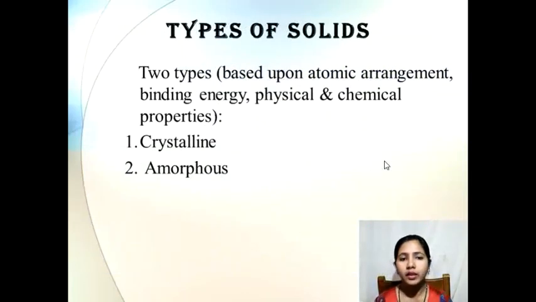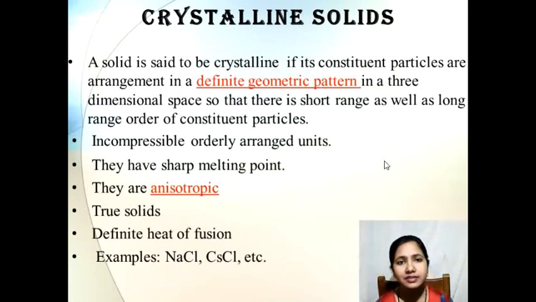Okay, next. Now the types of solid. So based on the atomic arrangement, binding energy and the physical and chemical properties, solids are classified into two types. Number one is the crystalline solid and the second is the amorphous solid. So we will discuss this one by one. See, the first one is the crystalline solid. Okay, now see the definition. A solid is said to be crystalline if its constituent particles are arranged in a definite geometric pattern in a three-dimensional space so that there is a short range as well as a long range order of the constituent particles.